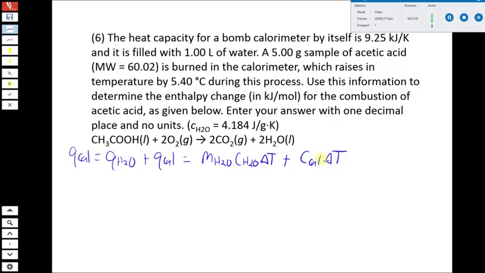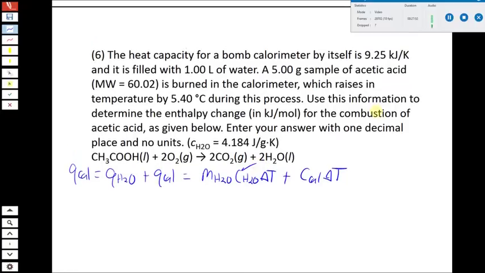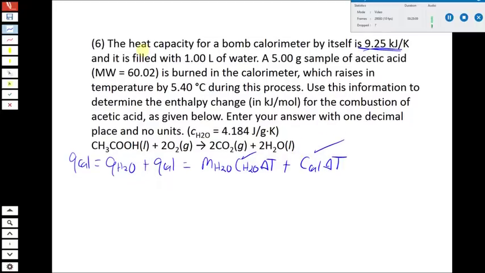So if you look at this problem, we're telling you that we have 1 liter of water, so we know, again, the amount of water in the calorimeter, so we're going to include that. And we also know that the heat capacity of the calorimeter by itself is 9.25 kilojoules per Kelvin, so we have to include that term as well. So in this case, we're going to use both of those terms to calculate the heat absorbed by the calorimeter. So here we're, again, not making the assumption that all the heat is absorbed by the water, but we have to also include the heat that's absorbed by the calorimeter surroundings, whatever's containing the water.